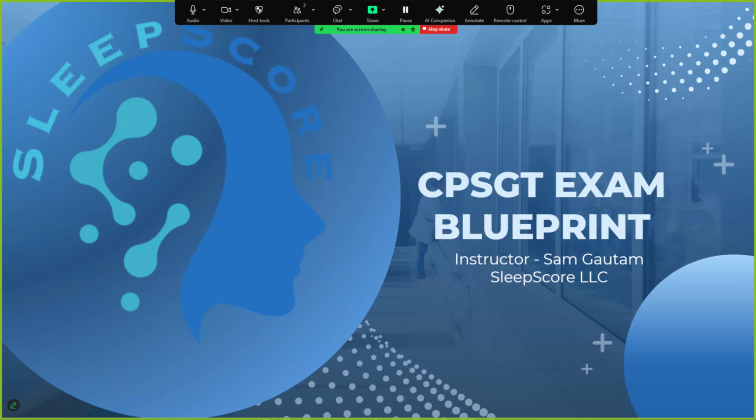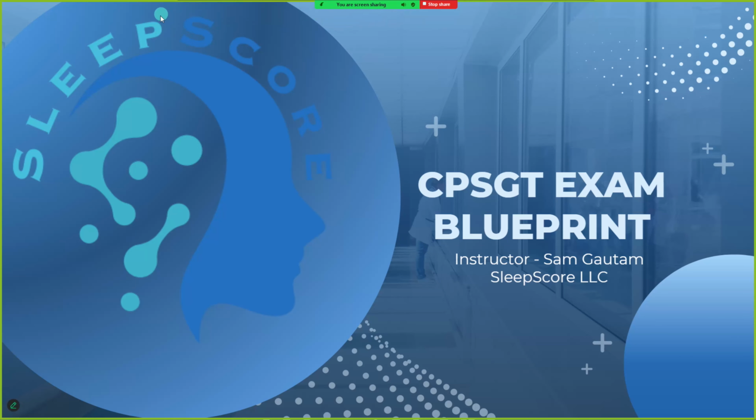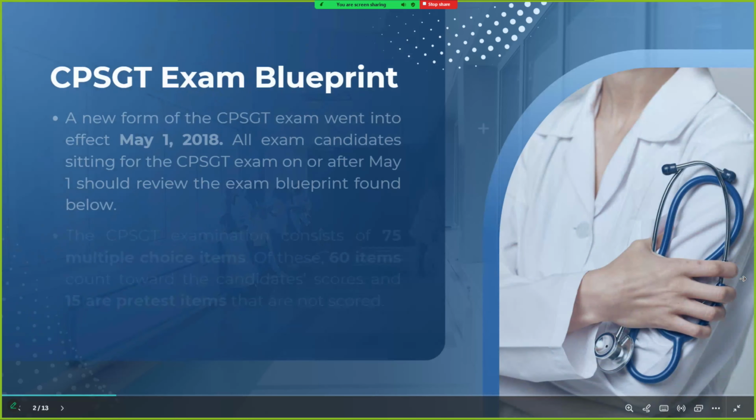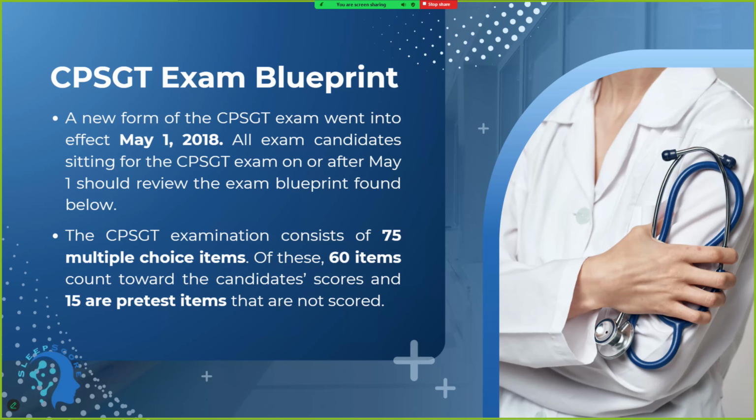So this is the CPSGT exam blueprint. Blueprint means this is something like the board exam for your licensure: what kind of questions and what kind of content is going to come. This is the thing that's going to explain it to you. Now, let's see. It has three modules, or three domains, as they are called.